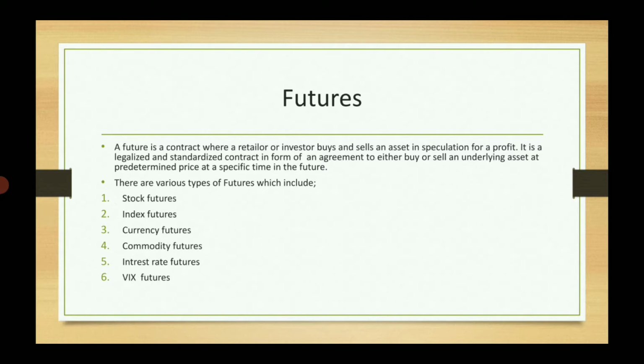So what is a future? A future is a contract where a retailer or investor buys and sells an asset in speculation for a profit. So what does that mean? It means that we are going to either buy and the market moves up and you gain a profit, or we'll sell and the market moves down and you gain a profit. It is a legalized and standardized contract in the form of an agreement to either buy or sell an underlying asset at a predetermined price at a specific time in the future.